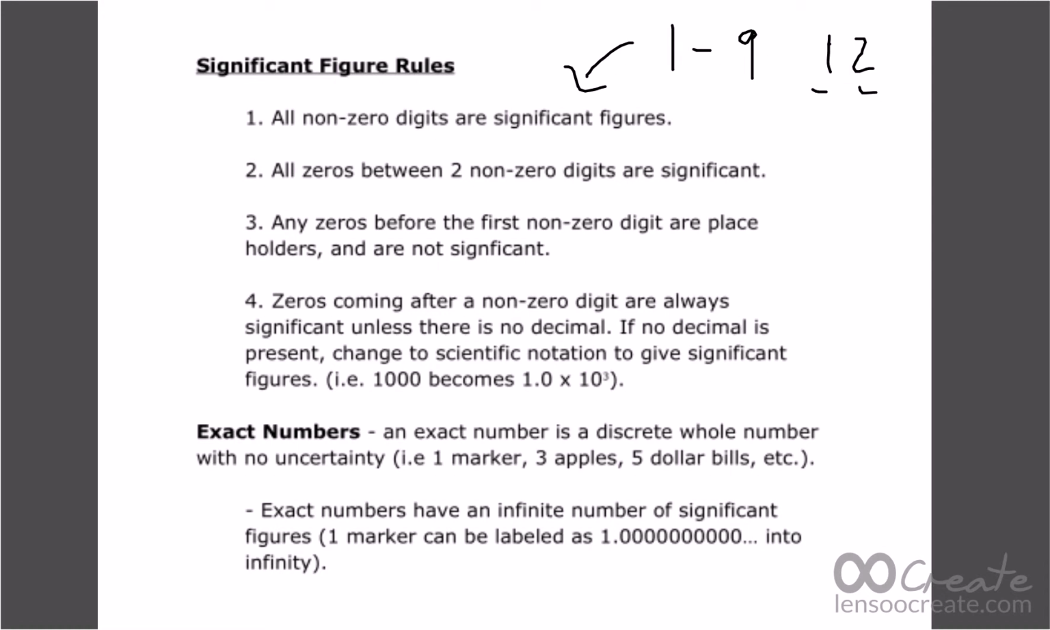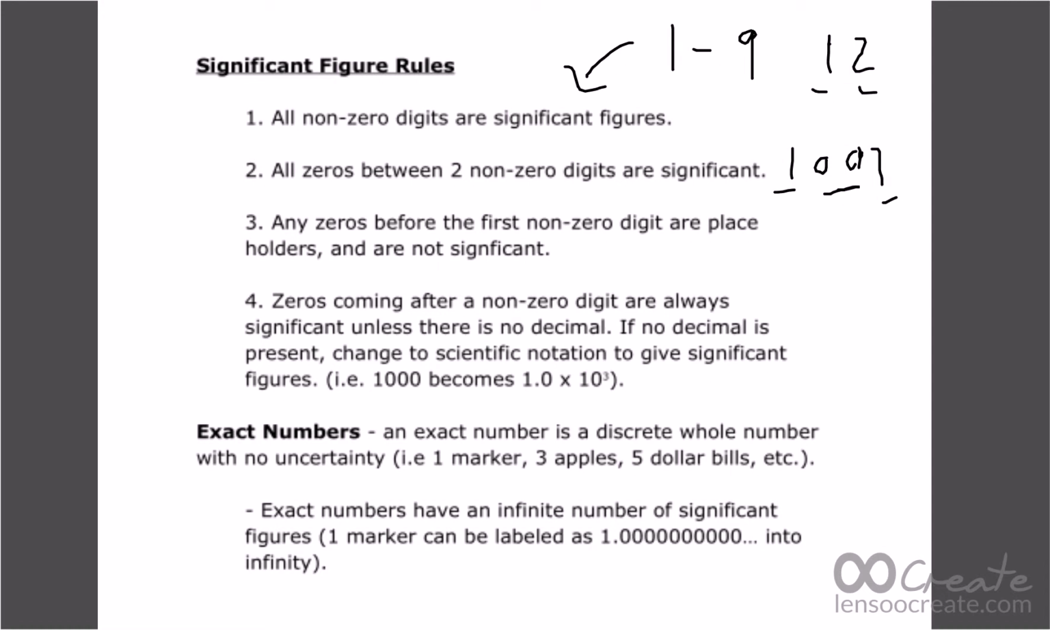So rule number 2, all zeros between 2 non-zero digits are significant. What this is saying is, let's say that I have something like 1,001. If I have 1,001, these zeros between the ones are significant because I have a non-zero here and a non-zero here.